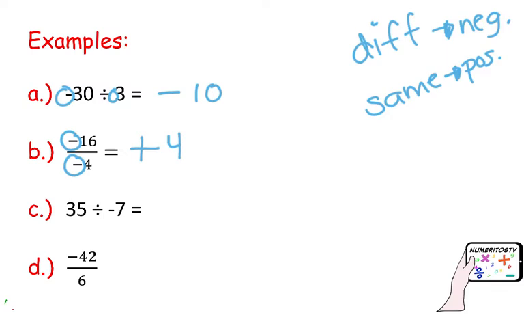Look at example C. Positive and negative. So different signs, that will be negative. And then divide 35 by 7, that will be 5. And then the last one, negative divided by a positive, different sign. So again negative, and then you just divide 42 divided by 6, that will be 7.